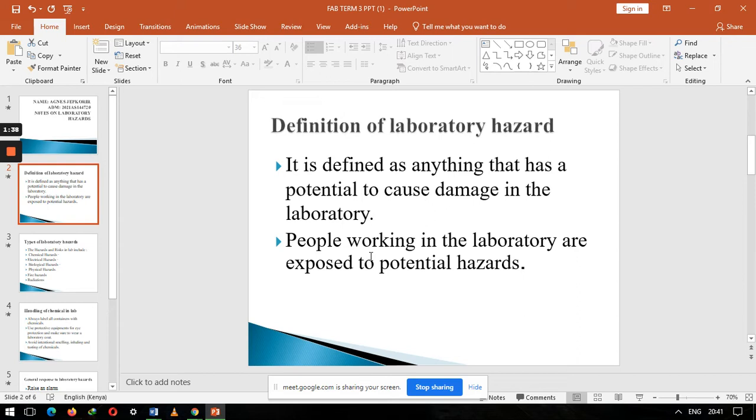Basically, a hazard is anything or any agent that has the potential to cause risks or damages. Now, because we are talking about laboratory hazard, we add that it causes damage in the laboratory. Are we together?